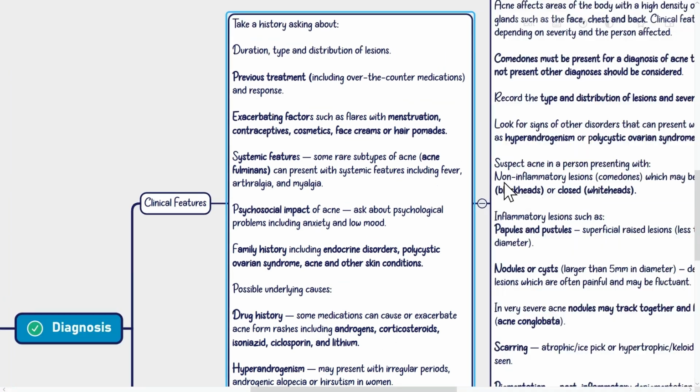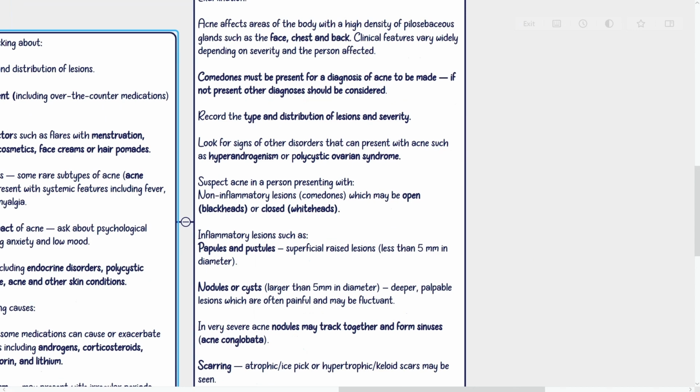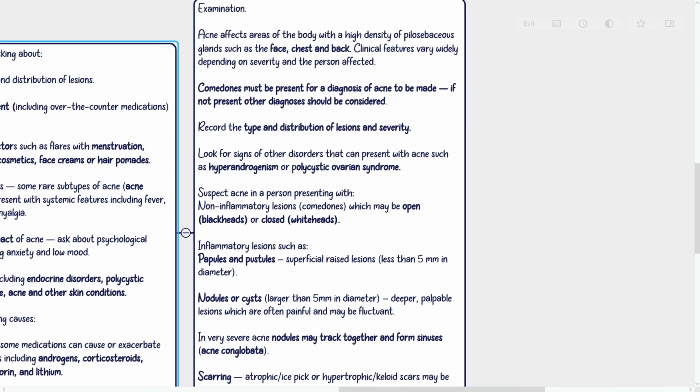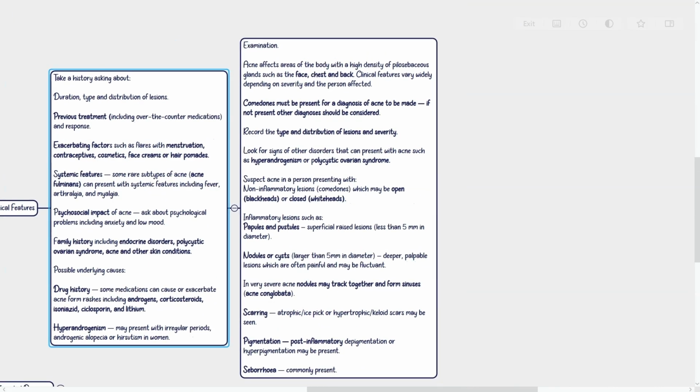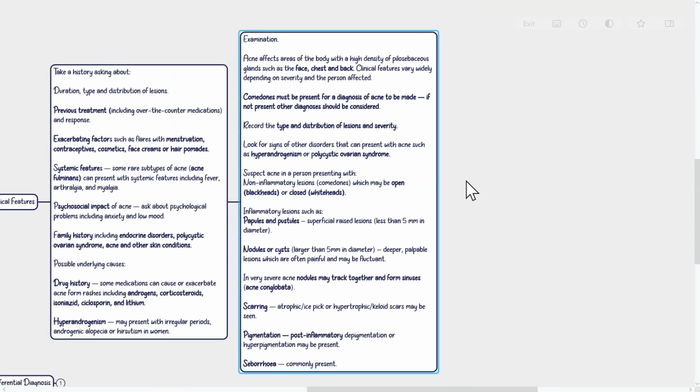Examination. Comedones must be present for a diagnosis of acne to be made. If not present, other diagnoses should be considered. Record the type and distribution of lesions and severity. Look for signs of other disorders that can present with acne such as hyperandrogenism or polycystic ovarian syndrome. Suspect acne in a person presenting with non-inflammatory lesions, comedones, which may be open, blackheads, or closed, whiteheads.